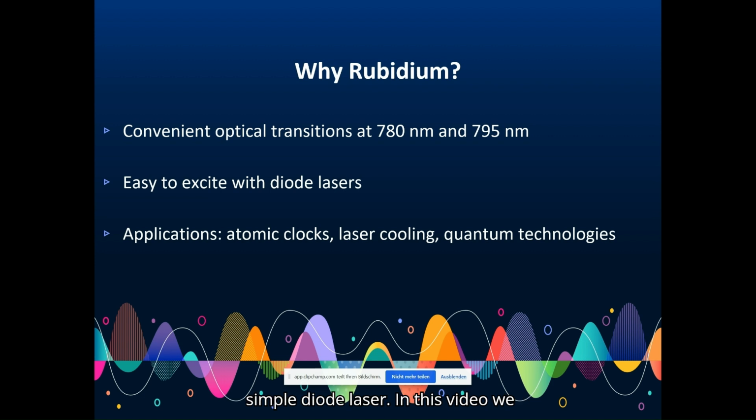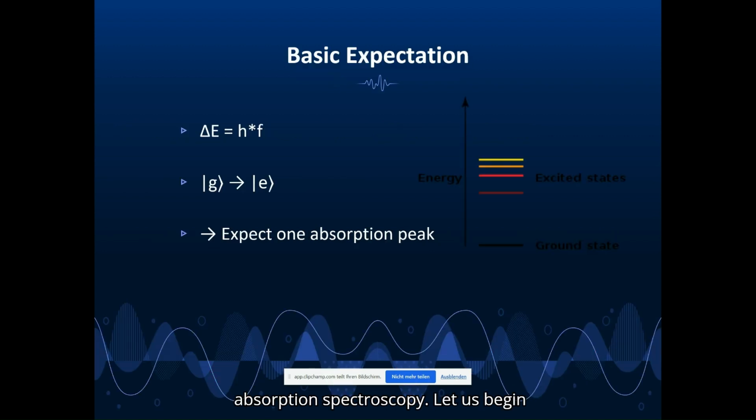a simple diode laser. In this video, we will explore how rubidium interacts with laser light, why we observe so many resonance peaks instead of just one, and how we can reveal the full fine and hyperfine structure using saturated absorption spectroscopy. Let us begin with the simplest possible picture.